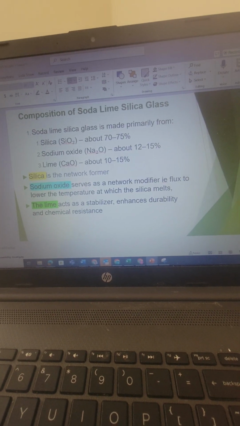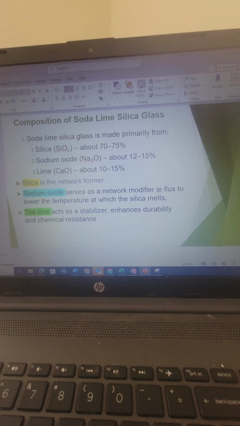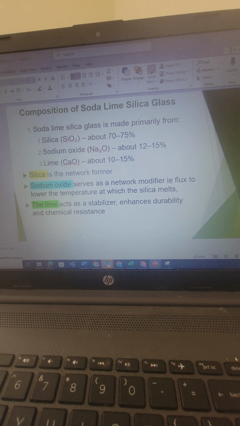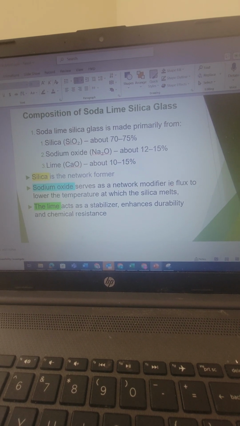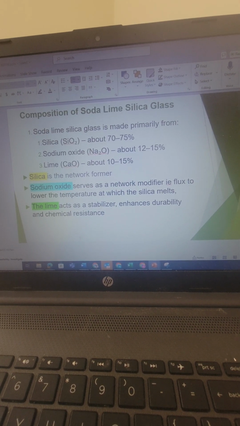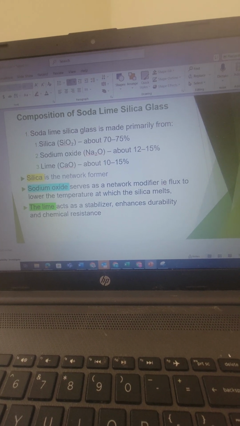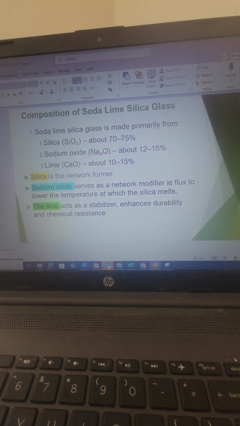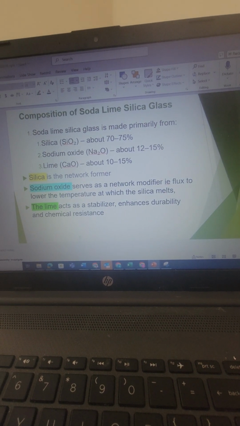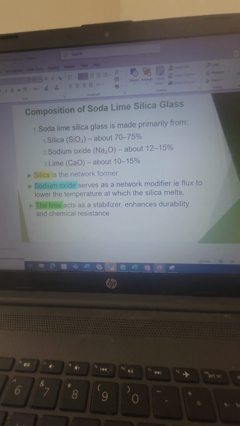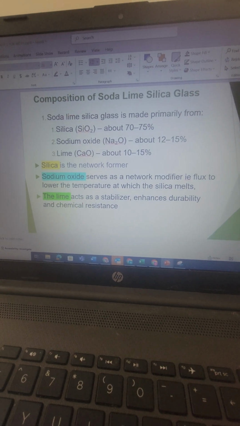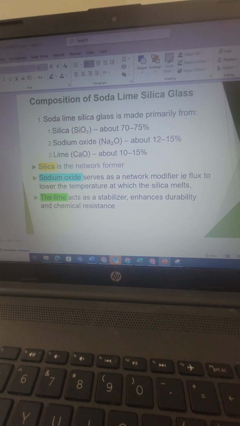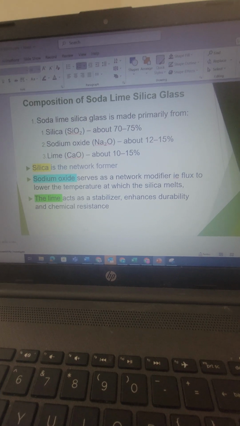So for soda lime silica glass, the major raw material there is sand, which is silica. About 70 to 75% will be sand, and then sodium oxide 12 to 15%, and then lime 10 to 15%. Then the option of additives are there. You can add other additives, maybe for coloring or depending on what the manufacturer wants. But these are the three basic raw materials and composition for a soda lime silica glass, and that is why it is called soda lime silica glass.